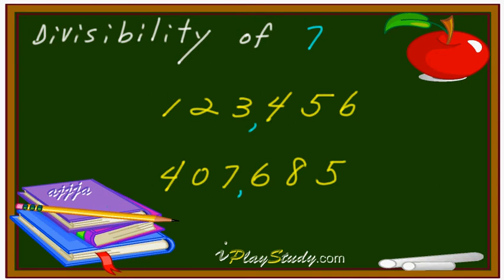Divisibility of 7? Divided by 7? That's right, no shortcut for this. That's why you have to try. All the way from the left-hand side, you must try. That means no shortcut.